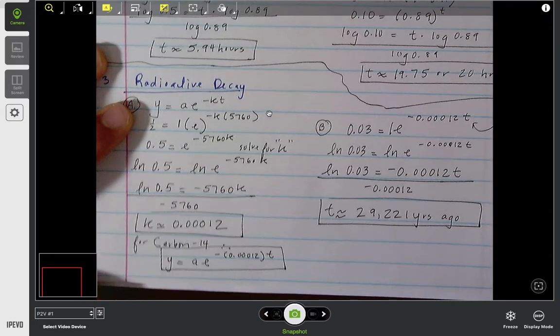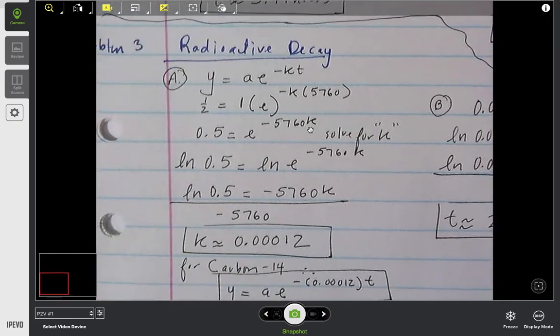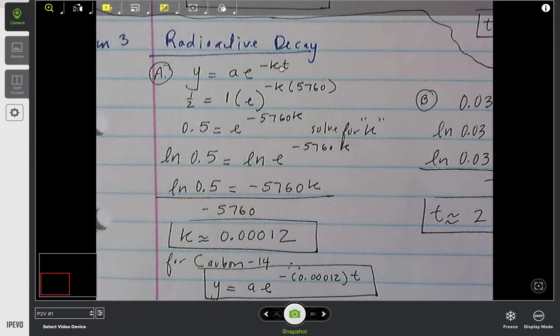Let me adjust the camera here so we can see the work in its entirety. So here's that initial equation, this continuous decay equation. And I've done two things, well, maybe three that are significant. One is the outcome is a half, because we're looking for the half-life, so I've replaced that y value with a half. The initial amount is just 1 here, since you're starting with 100% of a sample when the creature was alive. And then I've replaced the t-value with 5,760. The natural base e is a known value, so there's only one unknown in this whole equation, and that's the letter k. I'm looking for the constant for carbon-14.